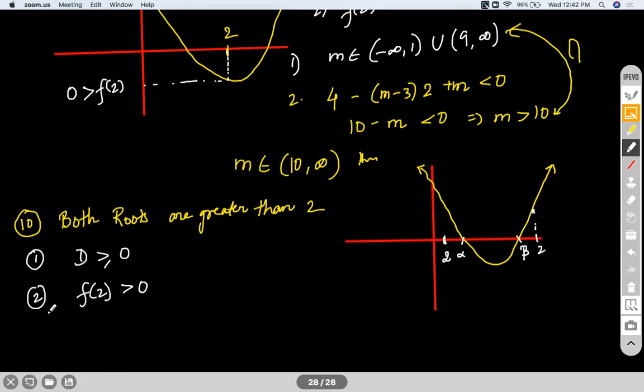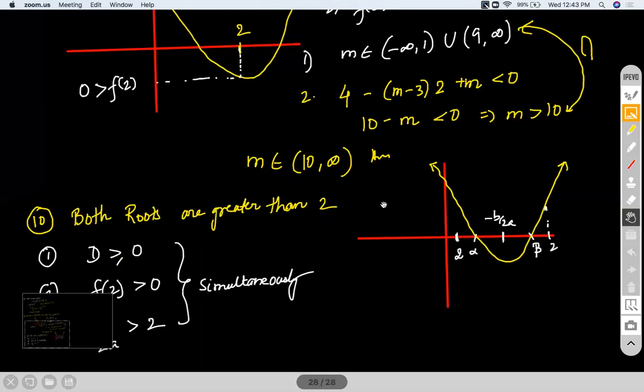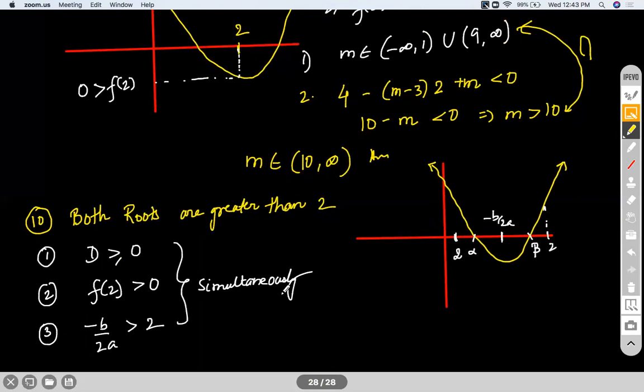Right. So there's a third one which nails the entire thing. That is this part, which is actually minus b by 2a, this must also be greater than 2. Oh, okay. Got it, sir. Only when these three are simultaneously satisfied, your job will be done. Now, can you correct your answer? Minus b by 2a greater than 2. This will give you minus infinity to 1 union 9 to infinity.